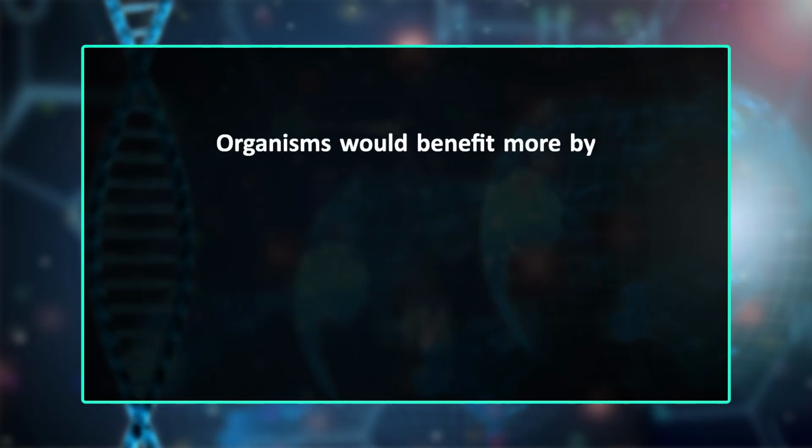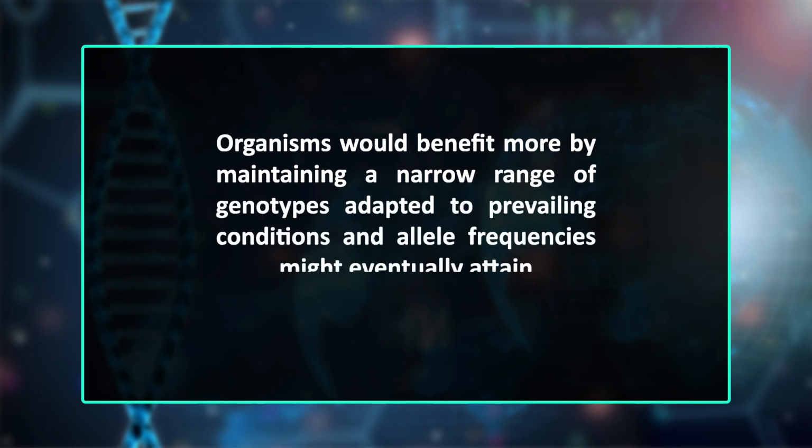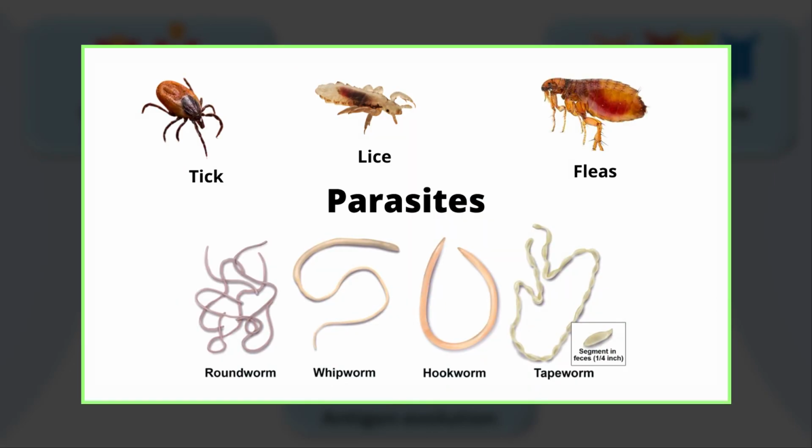Under these circumstances, organisms would benefit more by maintaining a narrow range of genotypes adapted to prevailing conditions, and allele frequencies might eventually attain equilibrium. By contrast, if the environment is patchy, heterogeneous, unpredictable over time, or includes a wide and changing variety of diseases, predators, and parasites, then subtle differences among individuals increase the probability that some individuals, as against others, will survive to reproduce. That is, the traits of the organisms are exposed to natural selection.